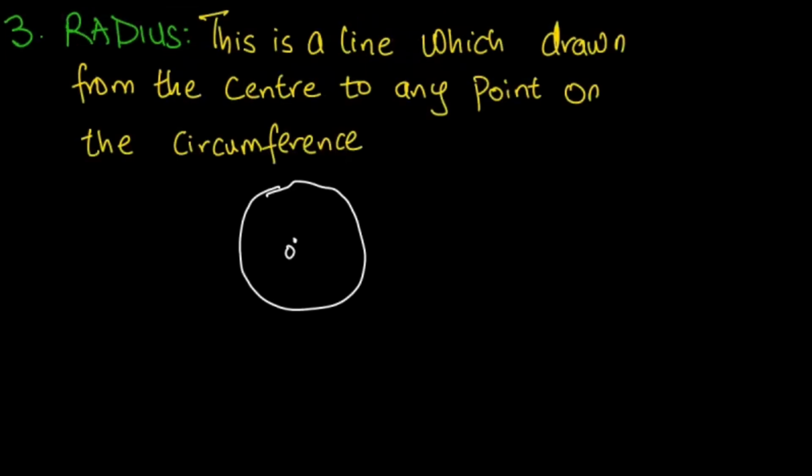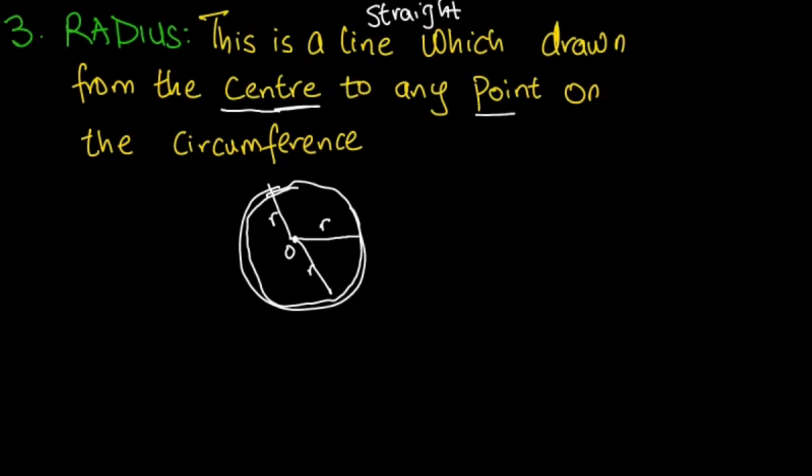So the third concept is radius. So what is radius? Radius is a straight line which is drawn from the center, marked as O, to any point on the circumference. Remember, this line that goes round is the circumference. So any line that is drawn from here to any point is a radius. It could be from here to here, this is also a radius. It could be from here to here, this is also a radius. The basic concept is that the straight line starts from the center and terminates at any point on the circumference. This is what makes a radius a radius.